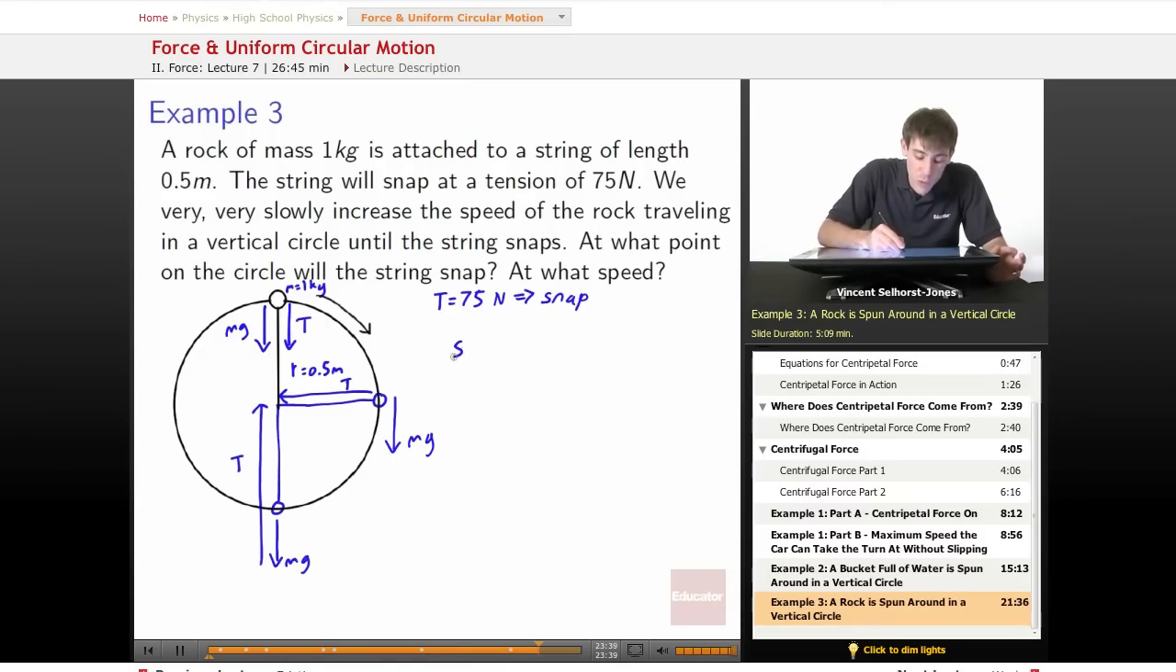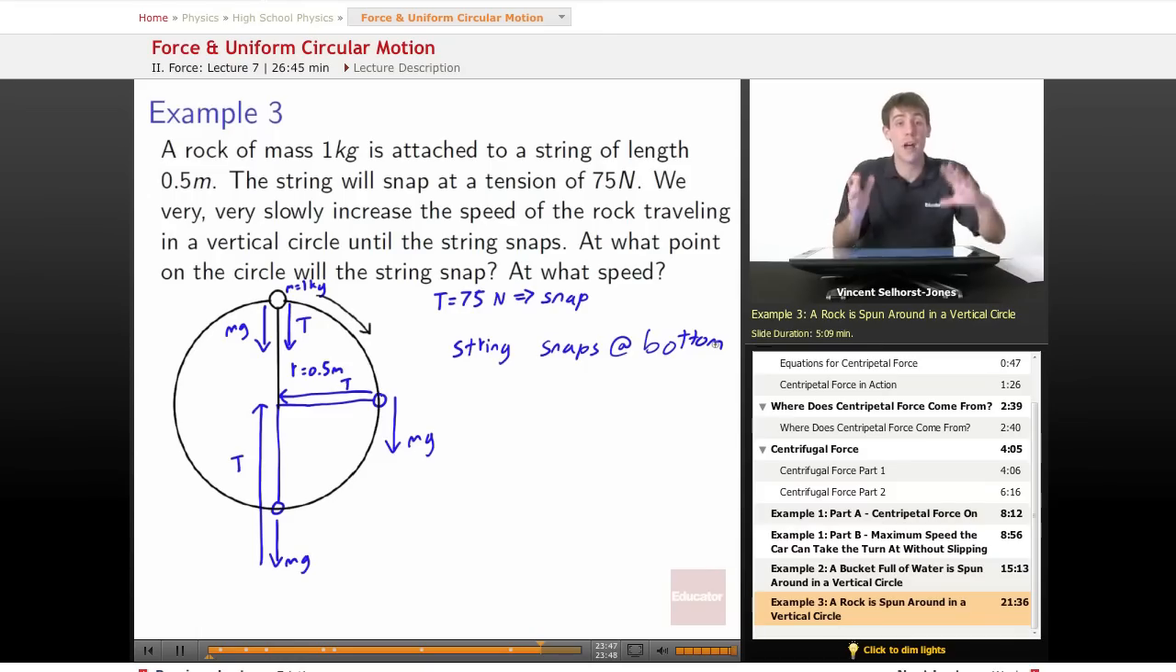So the string snaps at the bottom. The string snaps at the bottom of the circle because that's when gravity and tension are going to be butting heads. The tension will have to be the biggest because that's when gravity is working against us. So at what speed will it have to go?